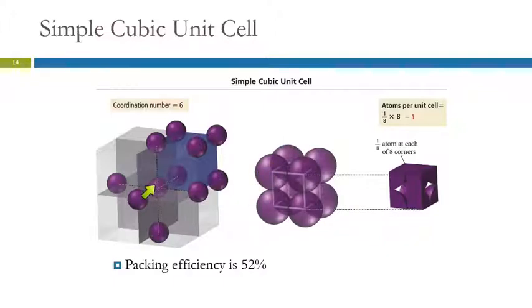Then if we look over here, this is where we can see the coordination number. Looking at this atom here in the corner, the coordination number is how many atoms are directly touching that atom. Well, it's touching this one, and the one on that side. Those are all within this cubic unit cell. And then it's touching 3 that are in neighboring cells. So 1 atom is in contact with 6 other atoms. So the coordination number is 6.